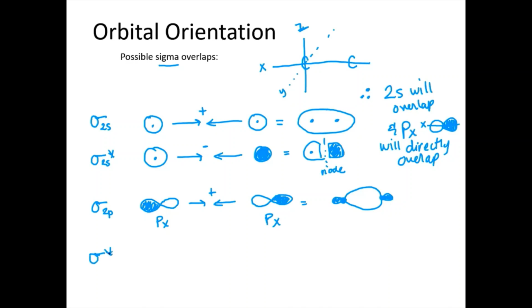Okay, so now we've got a sigma anti-bonding 2p orbital. And this is where I take the px. I'll just keep the coloring consistent. But this time I'm going to subtract these two orbitals. When I subtract, the phases change. And so I color the other side.